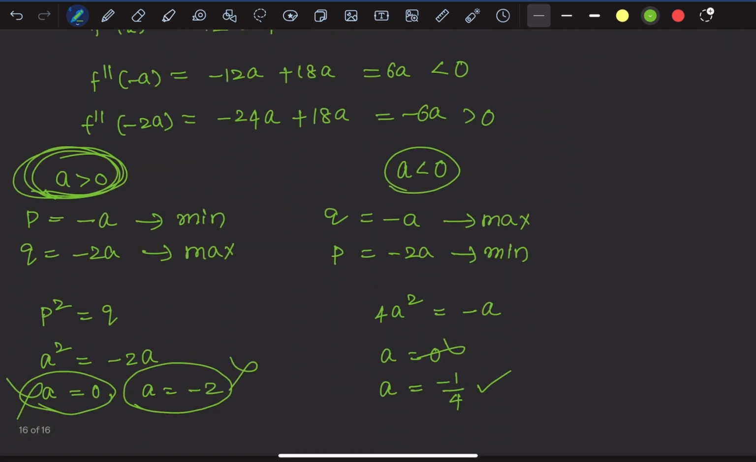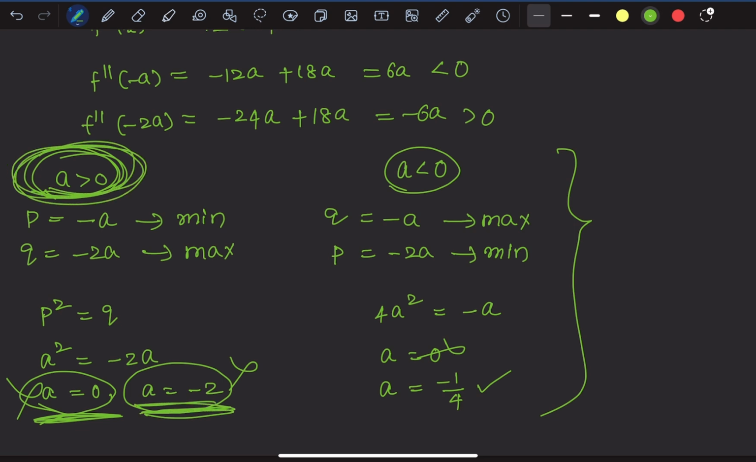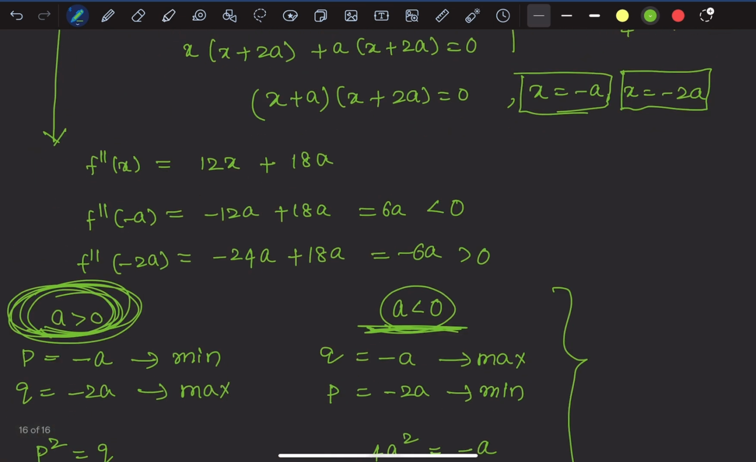So this is the crucial step here. You have to assume a greater than 0, a less than 0, and then solve the equations and then rule out these solutions. Since we have imagined a greater than 0, these two cannot be the solutions. Since we have imagined a less than 0, this cannot be the solution. Alright, a will not be equal to 0 because we are dealing with local minima and local maxima. a will be 0 for inflection points.